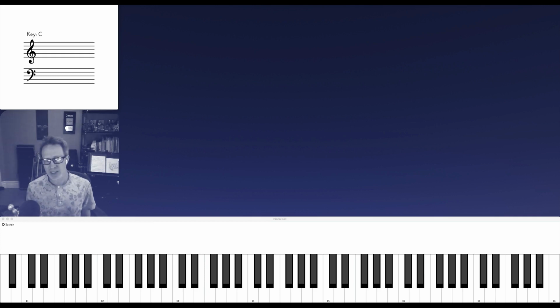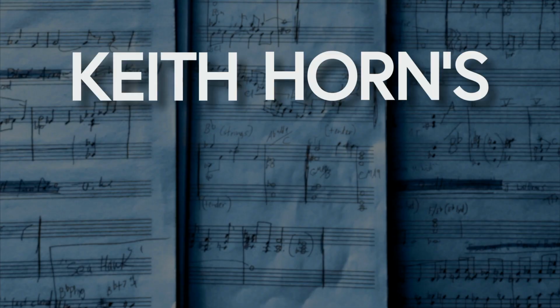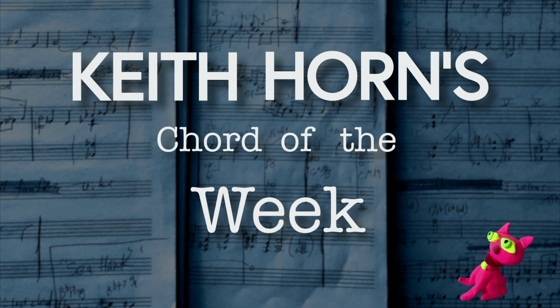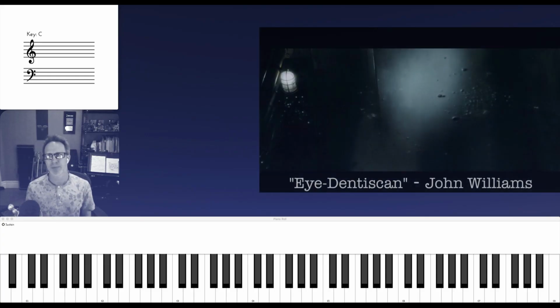In this video, I'm going to look at a section from John Williams' score to Minority Report. Welcome to this sci-fi edition of Keith Horn's Chord of the Week. Listen to this cue called Eye Dentiscan from Minority Report.